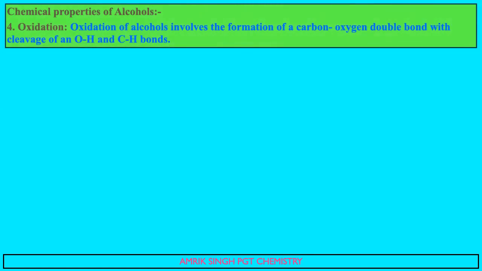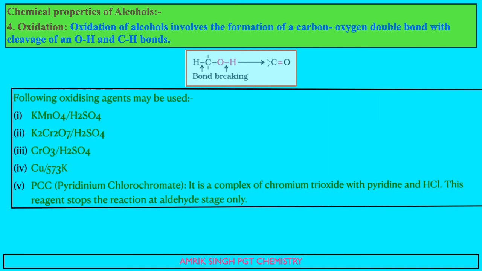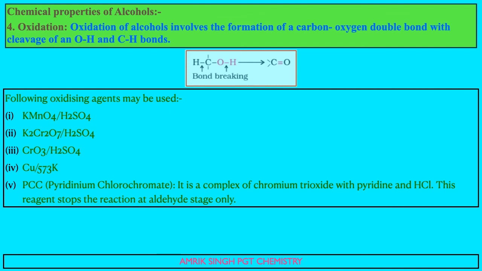Fourth is oxidation. Oxidation of alcohol involves the formation of a carbon-oxygen double bond with cleavage of O-H and C-H bonds. As shown, the O-H and C-H bonds are broken and there is a C double bond O between carbon and oxygen. The oxidizing agent may be KMnO4 in the presence of H2SO4, K2Cr2O7 in the presence of H2SO4, or CrO3 in the presence of H2SO4.